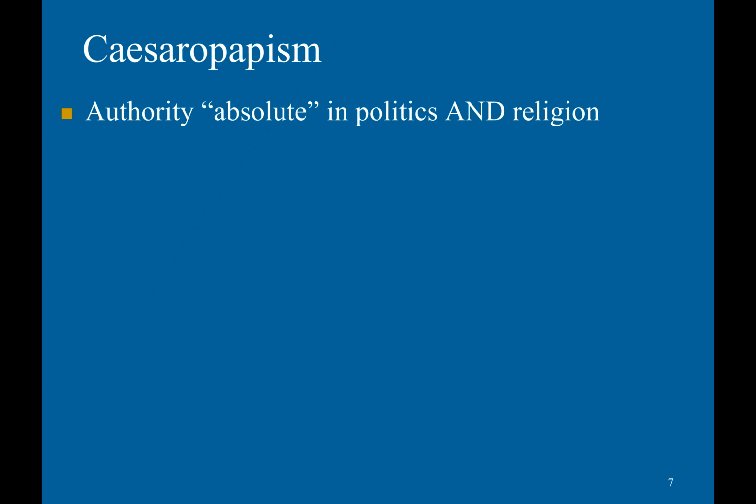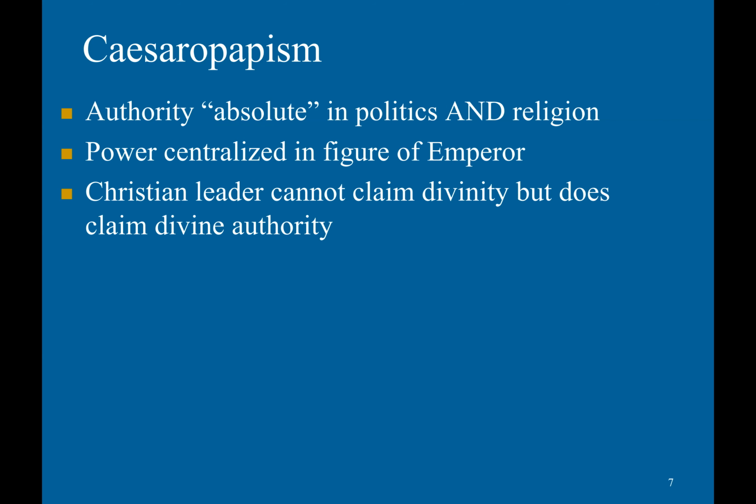The Eastern Roman Emperor created his power and position around a new idea called Caesaropapism, in which the emperor had absolute authority in both politics and religion. As his absolute authority suggests, the power was centralized in the office of the emperor. However, as a Christian leader, he cannot claim divinity. He can't say he's God. However, he can say that he has the divine right to rule.